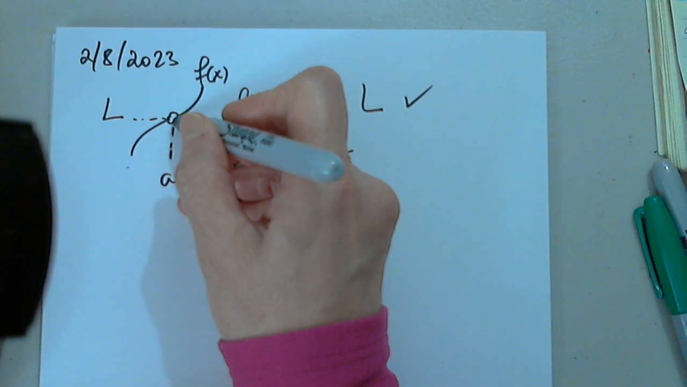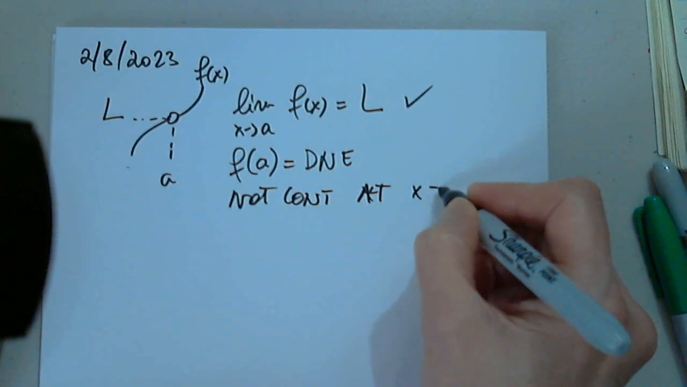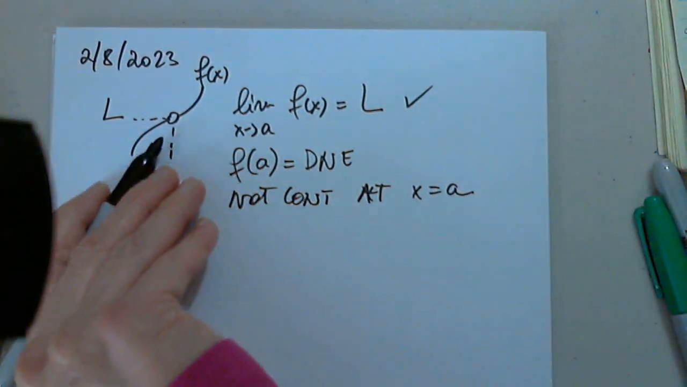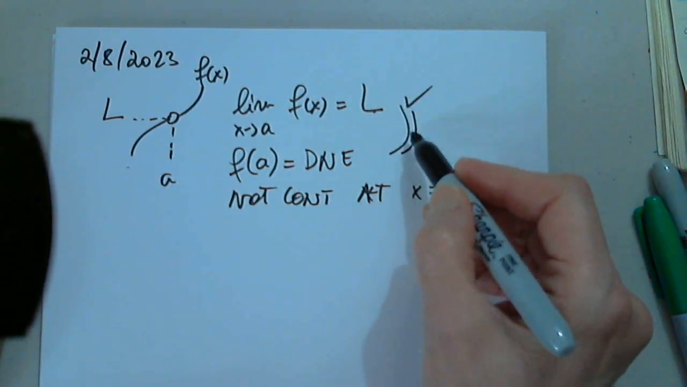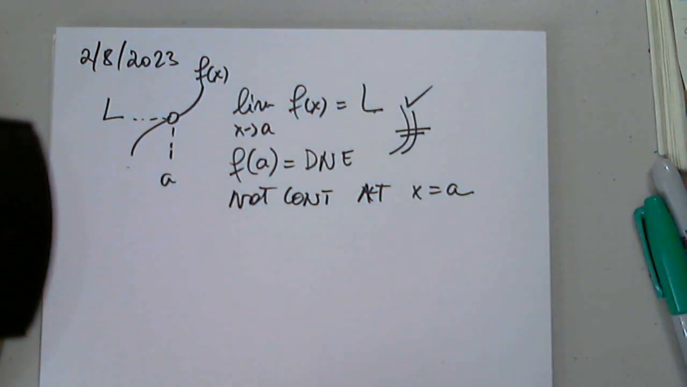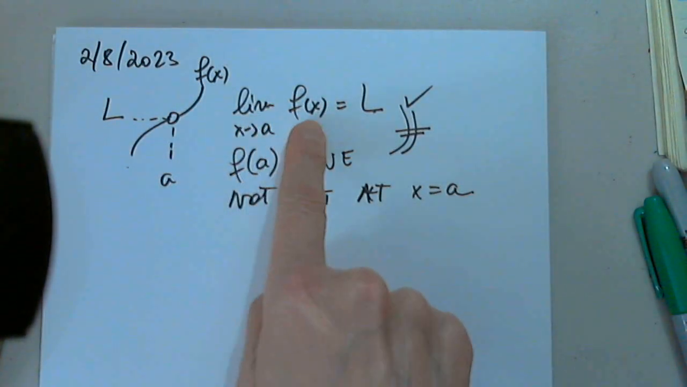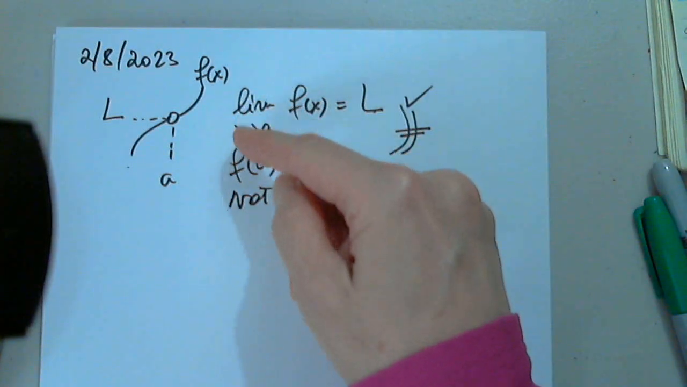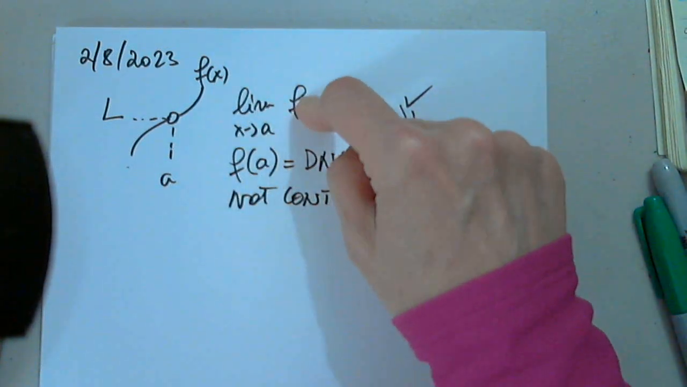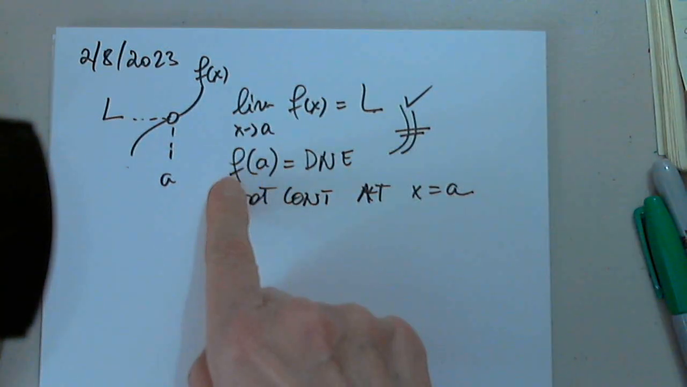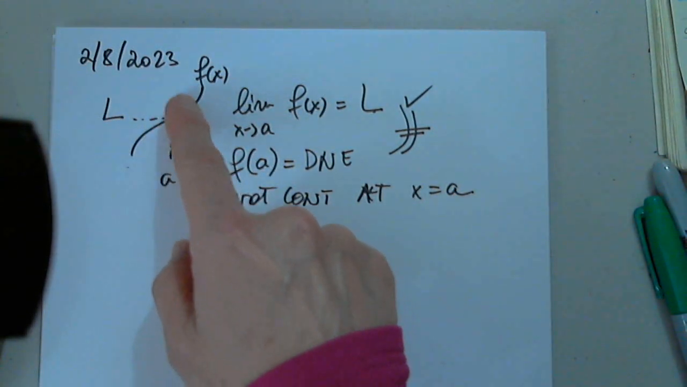Is this function continuous here? No, not continuous at x equals a, because the limit from the left and the limit from the right are both the same, but they do not equal the function value at that point. So please remember, this is the tendency. This is not the function value. Do not confuse these two operators, right? This is the limit, which says where is it going, where is the tendency? This one says what is the function value at A, which there is none, because the point is open.